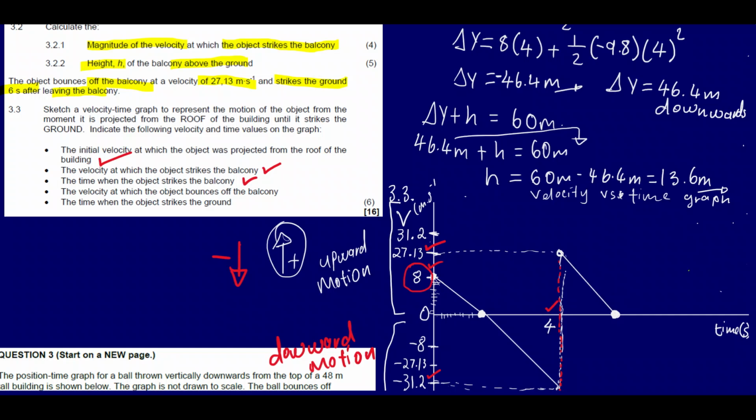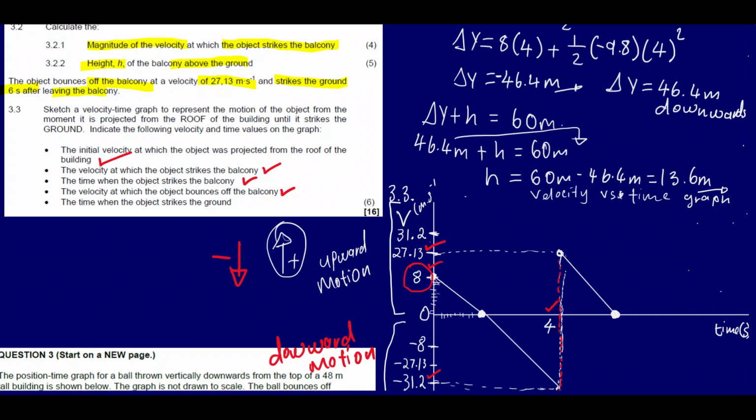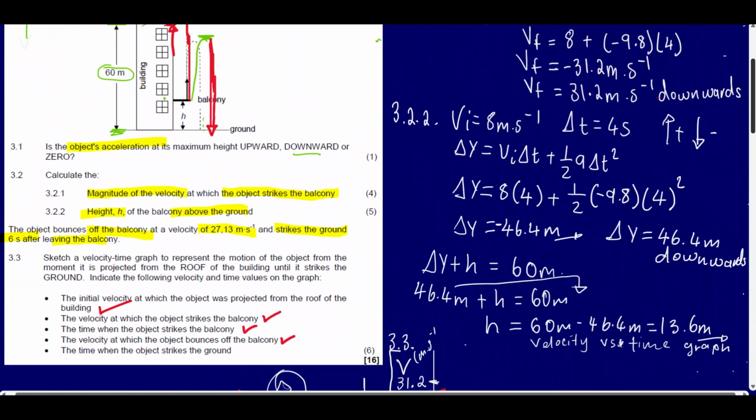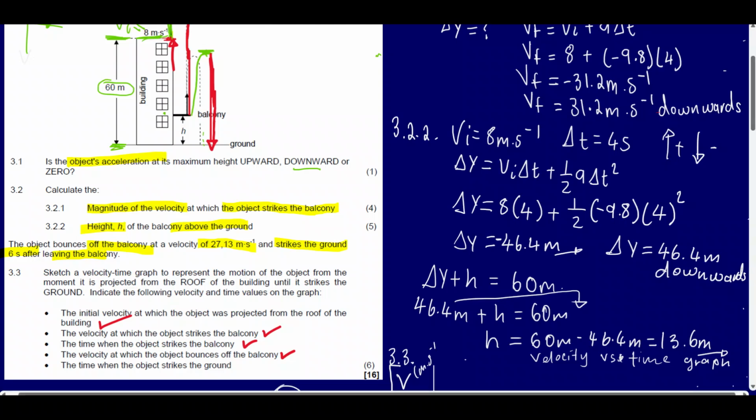The velocity at which the object leaves, the velocity at which the object strikes the balcony, and the velocity at which it bounces off, we've indicated them. So the time when the object strikes the ground is a critical time that we have to include as well.